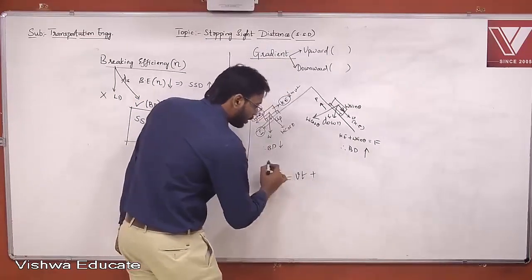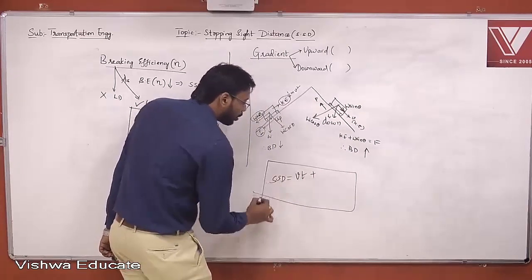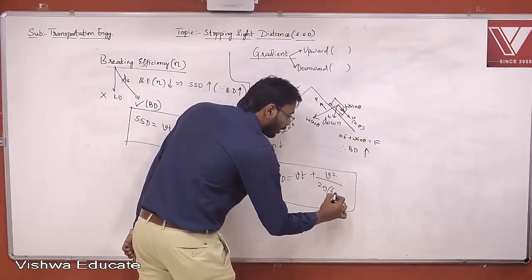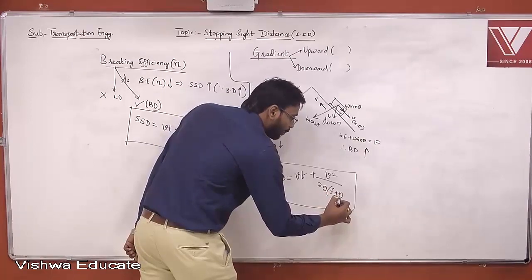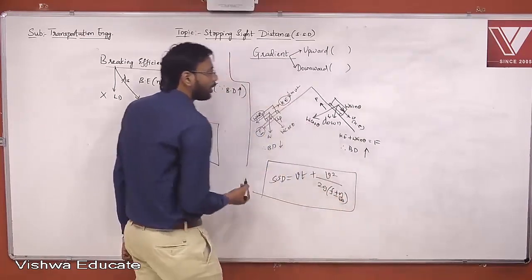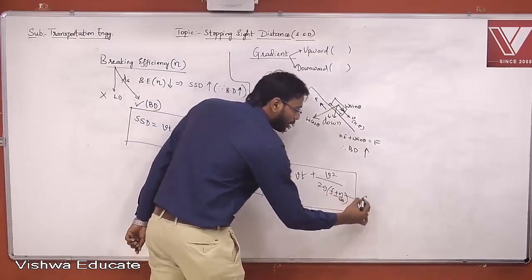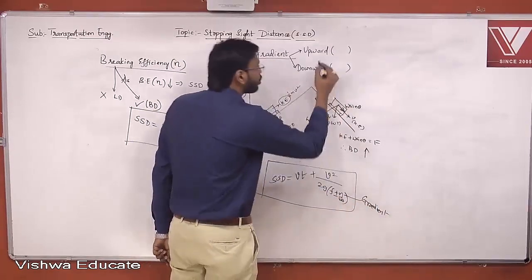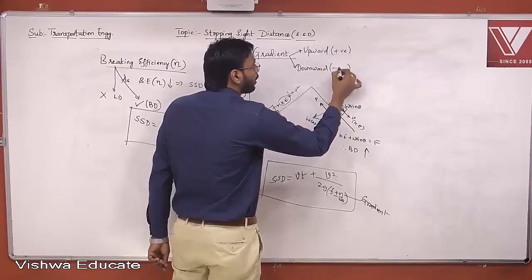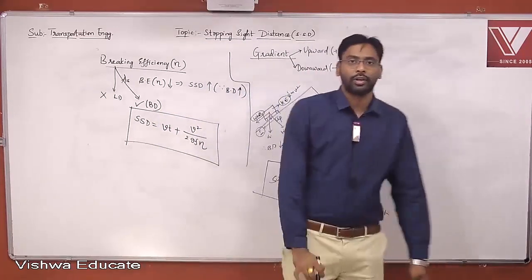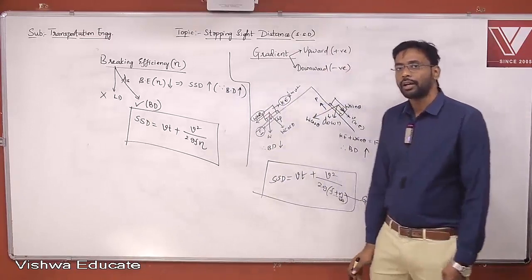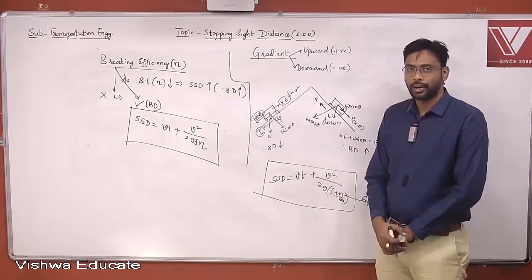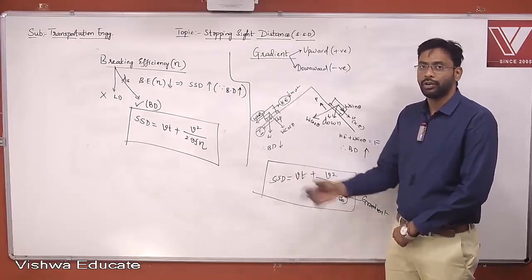So SSD is equal to V into T plus V square by 2g into f plus or minus n by 100, where n is the gradient. You should use a positive sign for an upward gradient, and a negative sign for a downward gradient. That is how we calculate stopping sight distance if there is a gradient, right? You can note it down now.